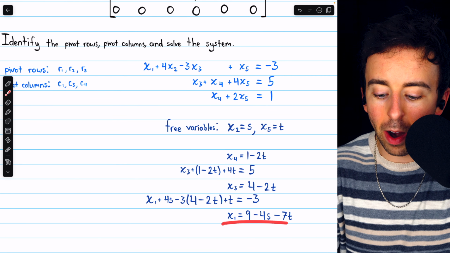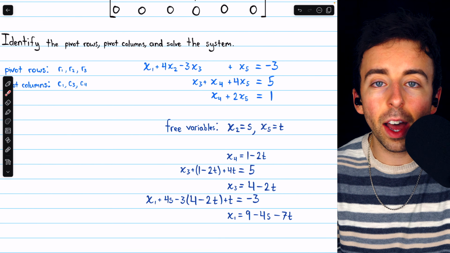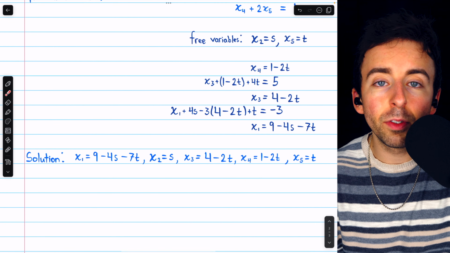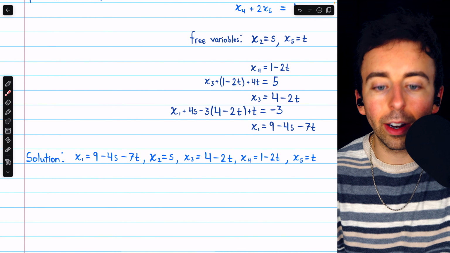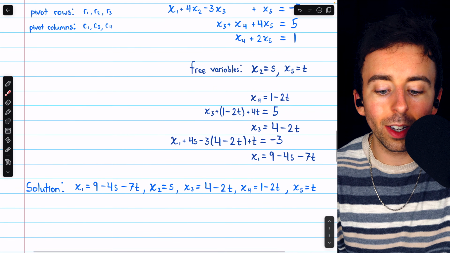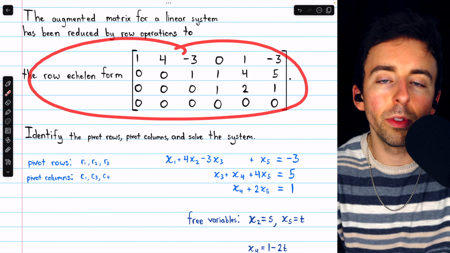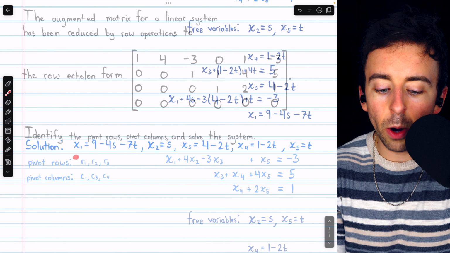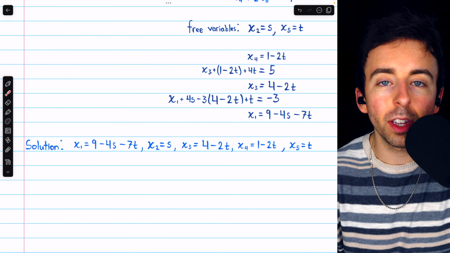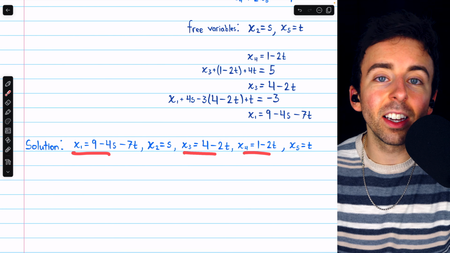Now we have every variable solved for in terms of the parameters s and t, and thus we can completely describe the infinite solution set. So any 5-tuple x1, x2, x3, x4, x5 with this form is going to be a solution to the linear system whose augmented matrix was reduced to this row echelon form. Note that with this solution set, x2 and x5 as the free variables can be whatever they like, and then the other variables are calculated accordingly.